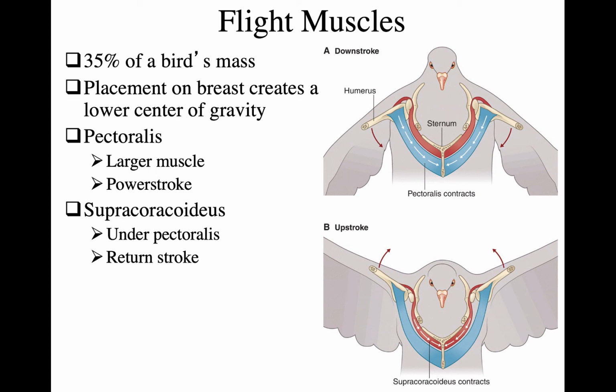Again, the larger outermost muscle, the pectoralis muscle, is the most important one for the power stroke, the downstroke, and so it is inserted here into the humerus on the ventral surface. The supracoracoideus is the one responsible for the return stroke, and it is underneath the pectoralis, and it wraps around this triosteal canal to the other side of the humerus to help raise the wing and move it back to a beginning position ready for another downstroke.